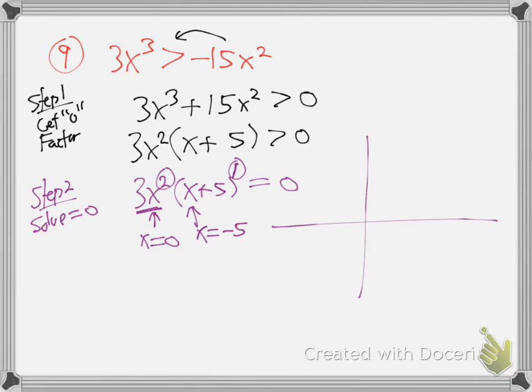Go to the graph and we say, okay, -5, and you can just put pass-through. And 0, and you can put bounce. See how I know that right away? Based on the power that's on that individual term. Anytime it's even, that's going to be a bounce. Odd, that's going to be a pass-through.